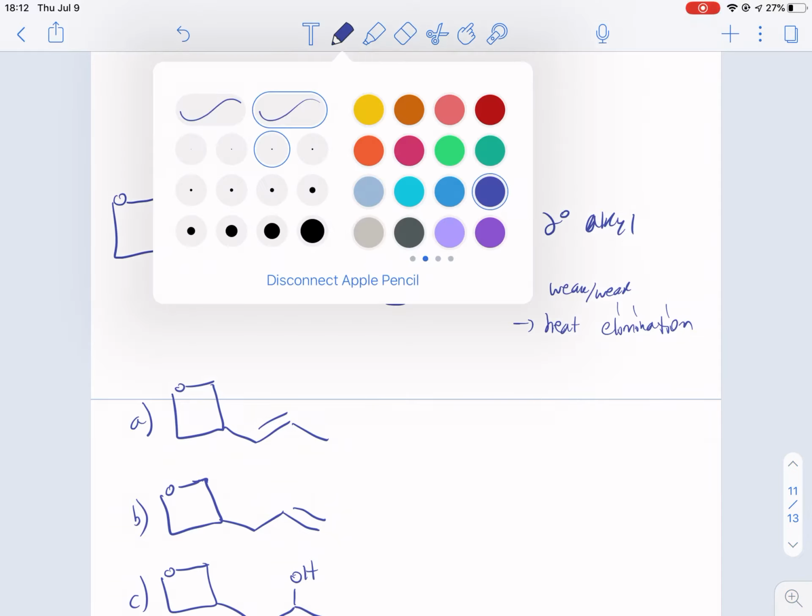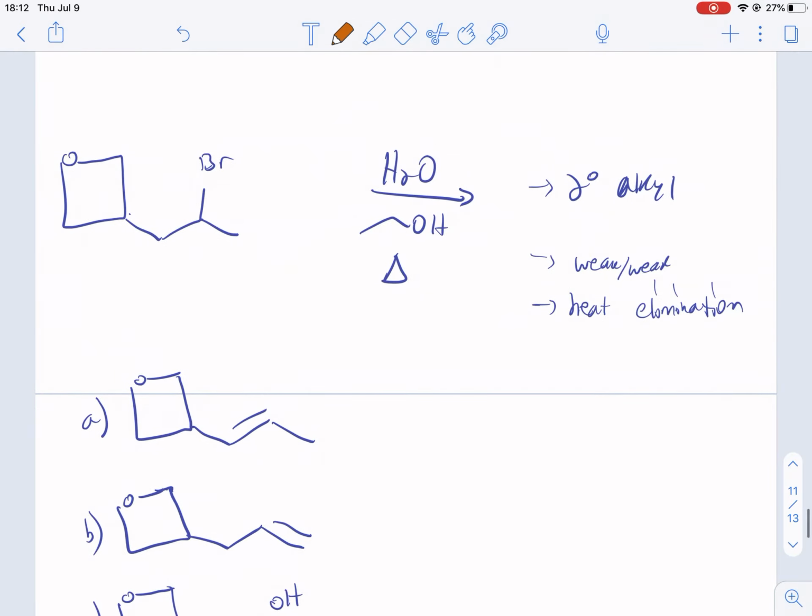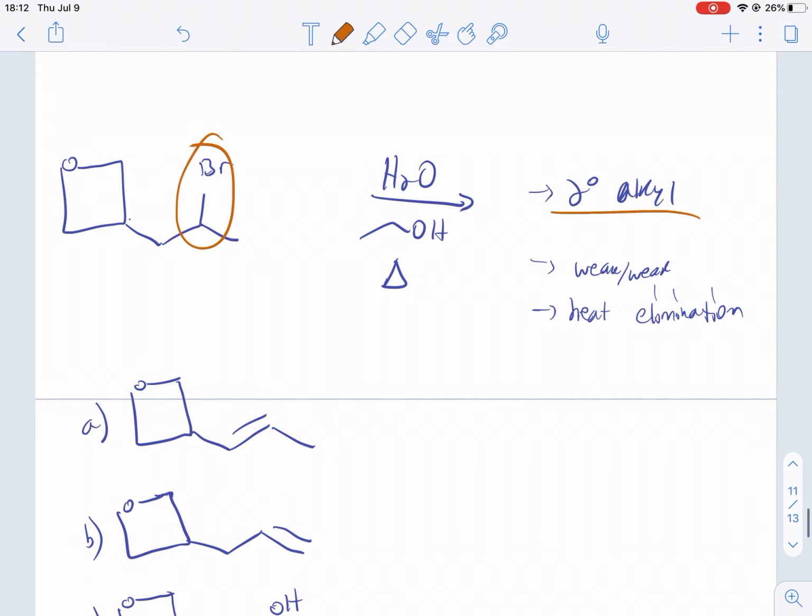All right, so I'm gonna use this burnt orange. Again, we gotta identify the alkyl halide. This is a secondary alkyl halide. It doesn't really give us a definite answer, but we need to consider that. Then we have water. Water is going to be a weak base and a weak nucleophile. It's just neutral, so it's going to be weak across the board.